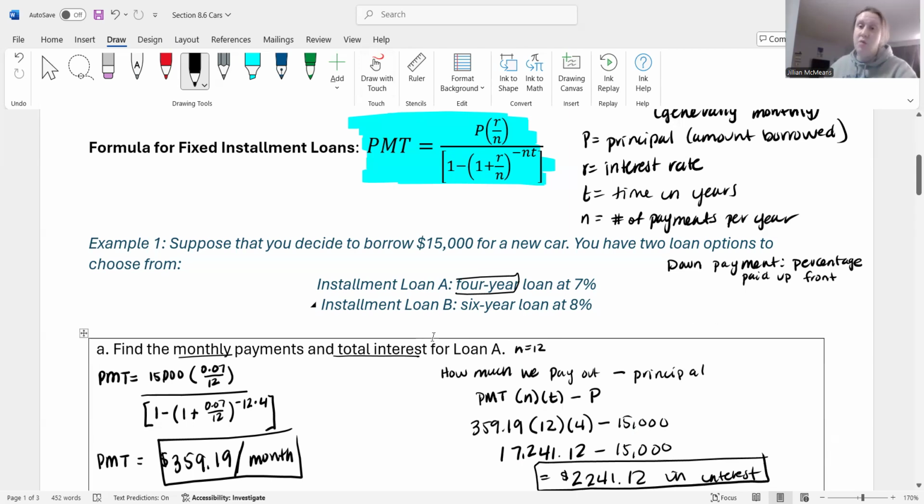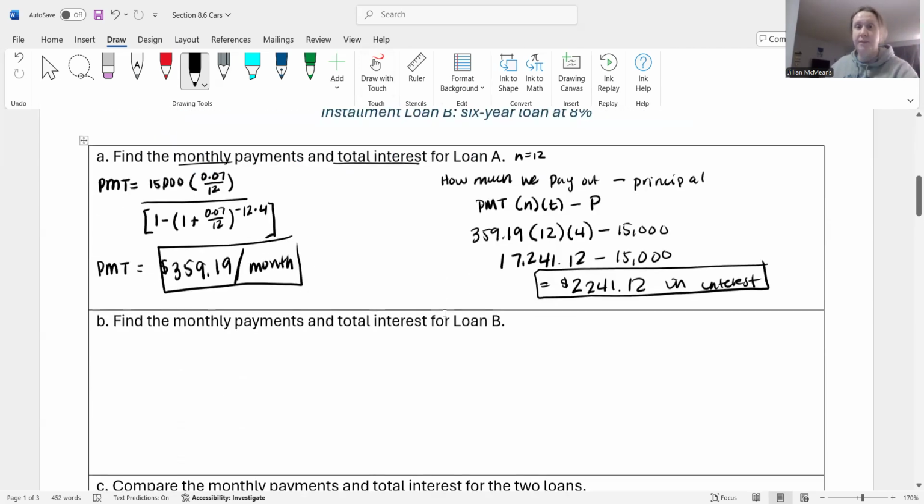Let's look at loan B. Loan B is a little bit different. It's a 6-year loan and it's at 8%. So the formula is going to be the same, but we're going to trade out the 6 for T and the 0.08 for R. Okay?